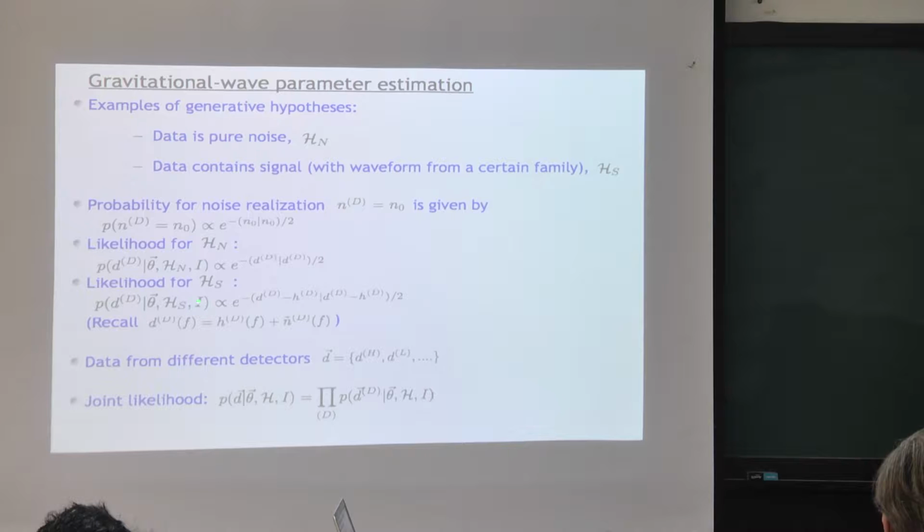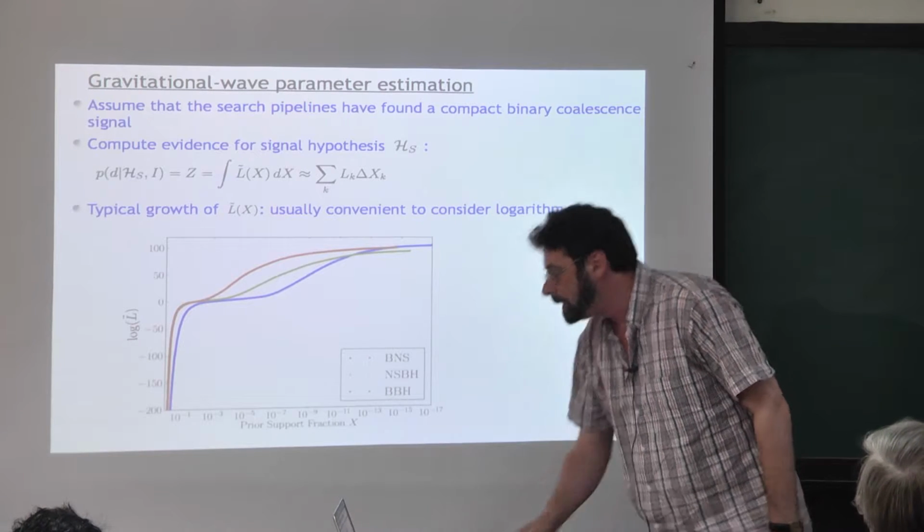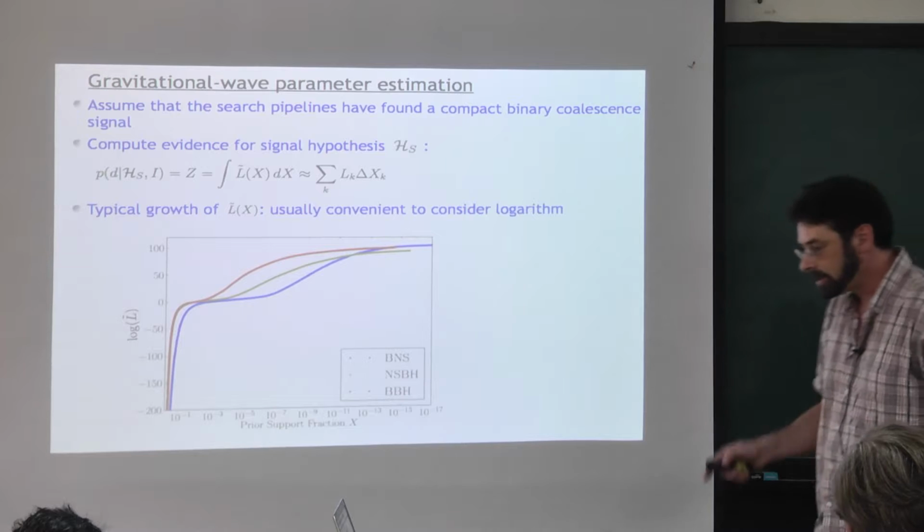Then similarly, the likelihood for the hypothesis where there is a signal, again of a certain family, is this here for the Dth detector. We will have data from all sorts of detectors: LIGO Hanford, LIGO Livingston, Virgo, LIGO India, KAGRA. And so to get the joint likelihood, it's very easy. You just multiply likelihoods and you're done. And so from this joint total likelihood, you could compute everything else. You can do parameter estimation and model selection. And this I already showed yesterday. Let me just skip this.